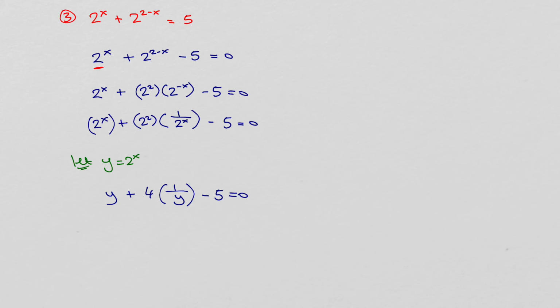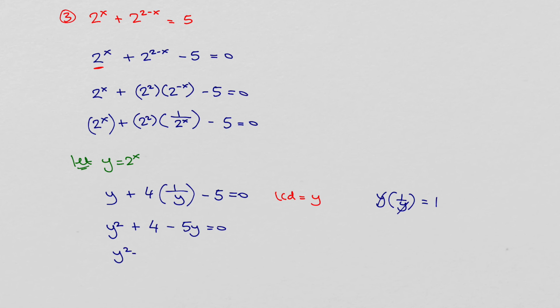So this time when I've let y equal 2 to the x, it doesn't quite look like a quadratic. I have a fraction, and we always want to get rid of our fractions. So to get rid of my fraction, I must multiply across by the lowest common denominator, which is clearly y. So I multiply every term by y. So y times y is y squared. 4 times 1 over y times y is going to be just simply 4, because y times 1 over y is 1, because y goes into y once. And then minus 5 times y is minus 5y equals 0.